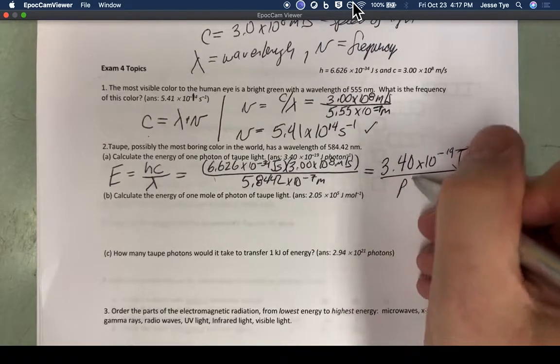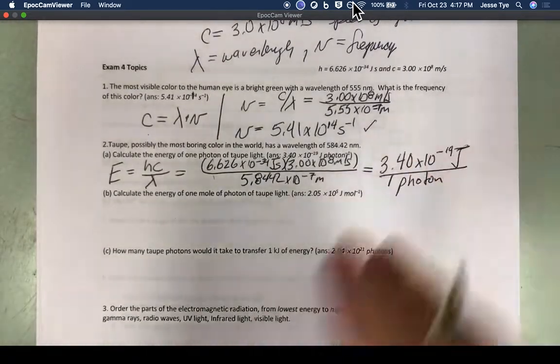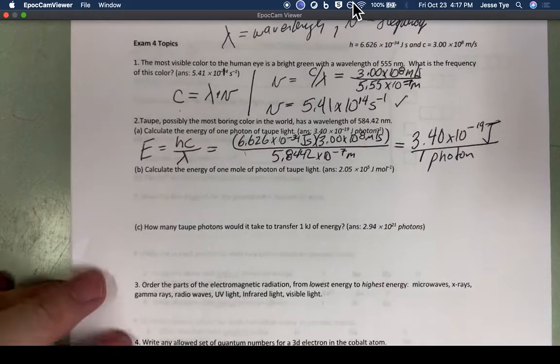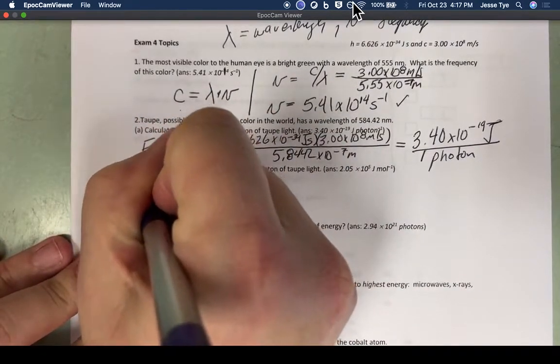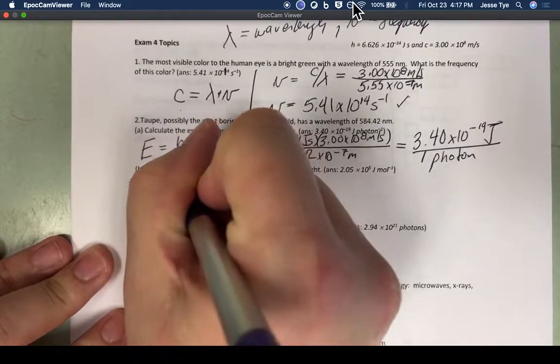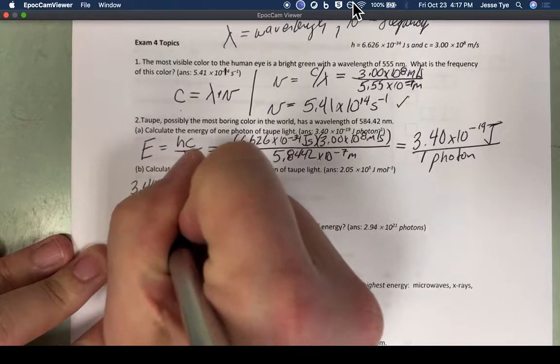But it's going to be useful for us later, so let's go ahead and add a description there. That's the joules per one photon. Be useful in one of the later parts here. So 3.40 times 10 to the minus 19 joules per one photon.